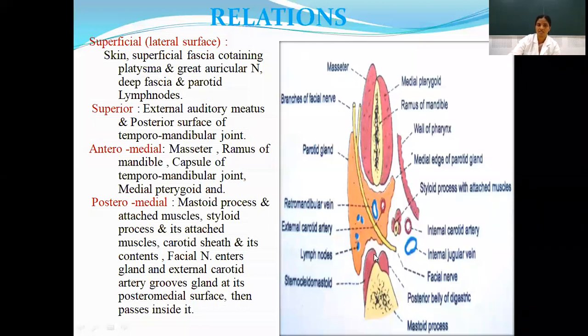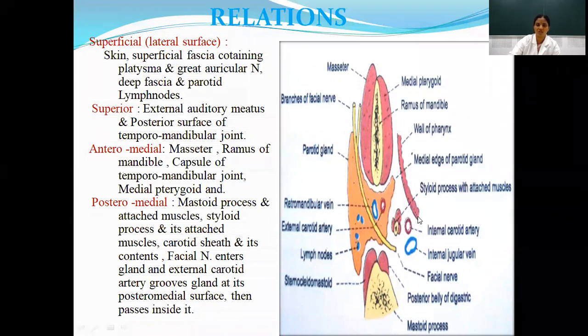Now, what structures are related? Relations are very, very important. Now coming to the superficial, otherwise called lateral, surface. First, what is the covering? Skin. Then superficial fascia. Then the great auricular nerve present in this superficial fascia. Then after that, deep fascia. Then here we can identify the superficial group of lymph nodes, the superficial parotid lymph nodes. Then superior relations.